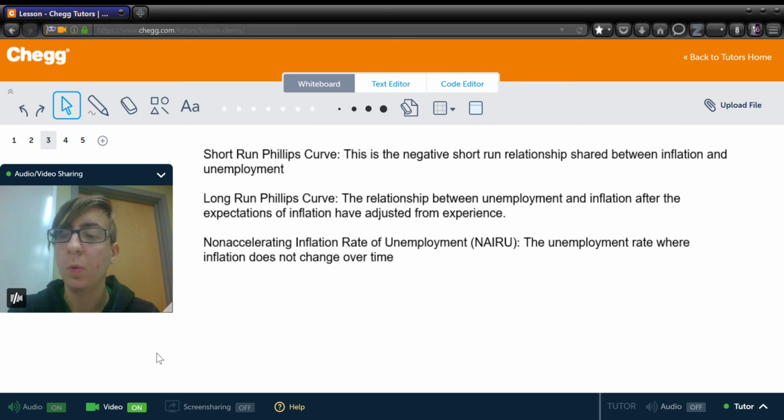There are two types of Phillips curves, the short run and the long run. Before we can move on to the long run, we need to understand what is happening in the short run. I'll show you a graph in a moment, but the short run Phillips curve is the negative short run relationship between inflation and unemployment. This concept is very similar to something you studied in micro, so I'm going to explain that to help you understand the short run Phillips curve.